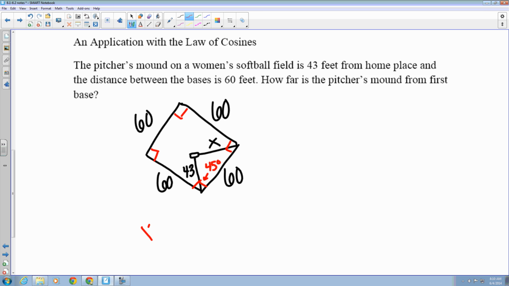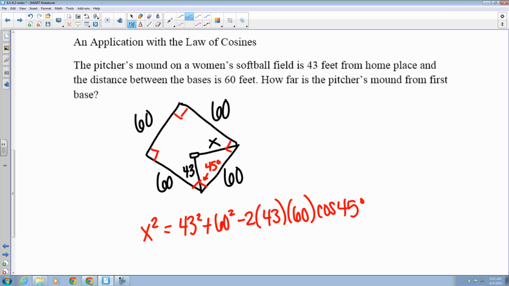to set this up. So it'll be x squared equals 43 squared plus 60 squared minus 2 times 43 times 60 times cosine of my angle enclosed, which is 45 degrees. Multiply, add, all that fun stuff, take the square root, and we get 42.43 feet from first base.